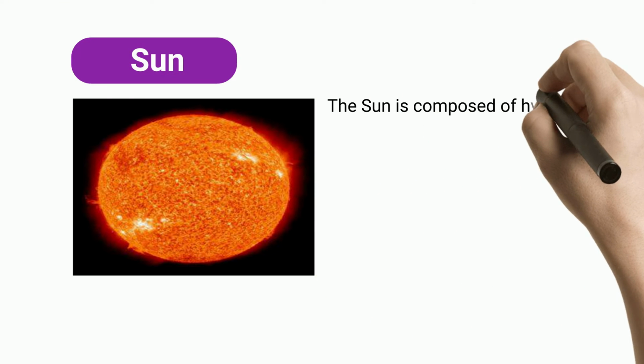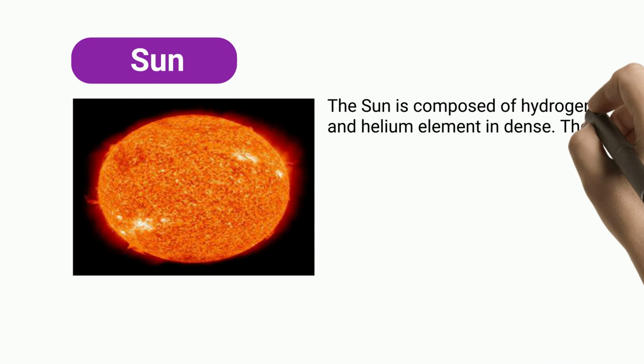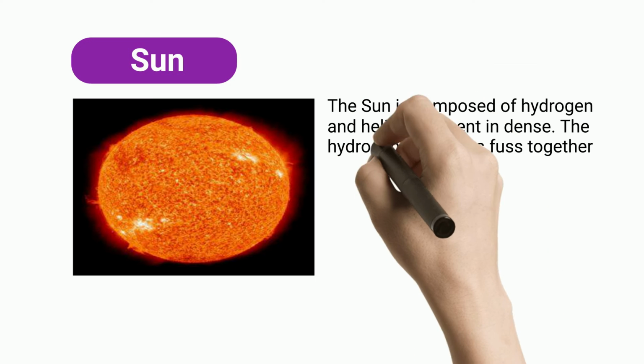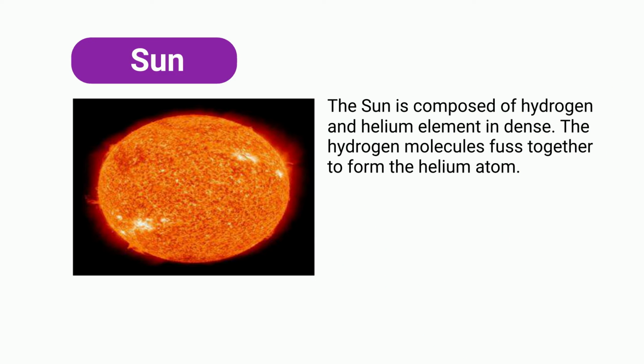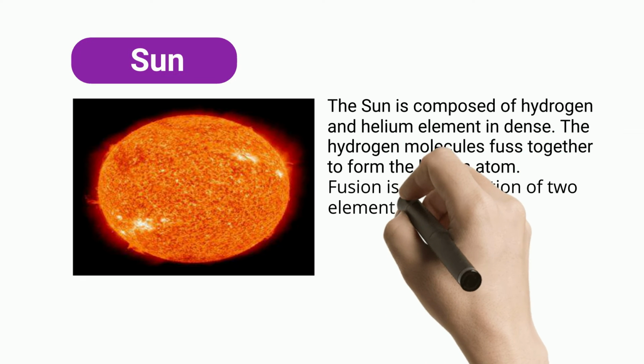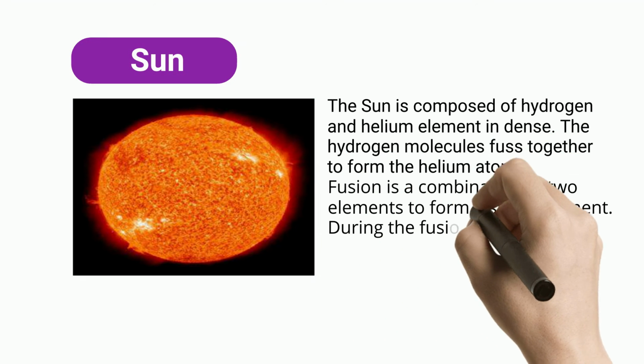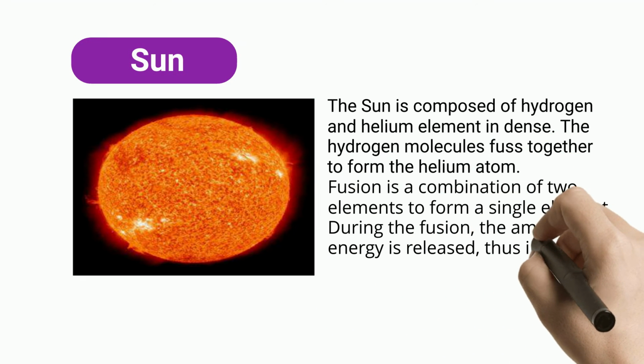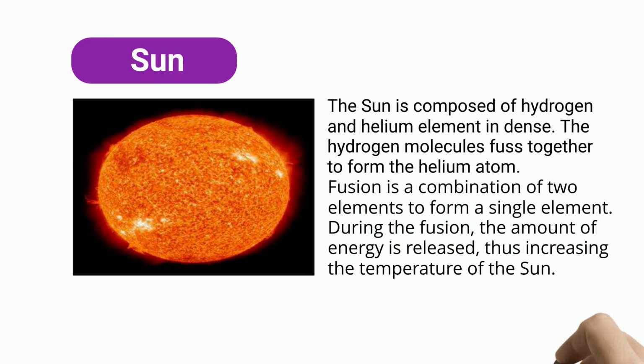Sun. The sun is composed of hydrogen and helium elements in dense form. The hydrogen molecules fuse together to form the helium atom. Fusion is a combination of two elements to form a single element. During the fusion, a large amount of energy is released, thus increasing the temperature of the sun.